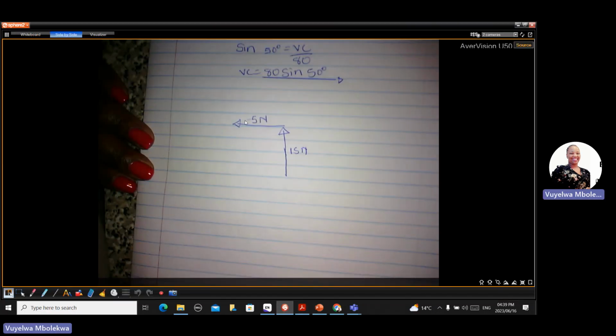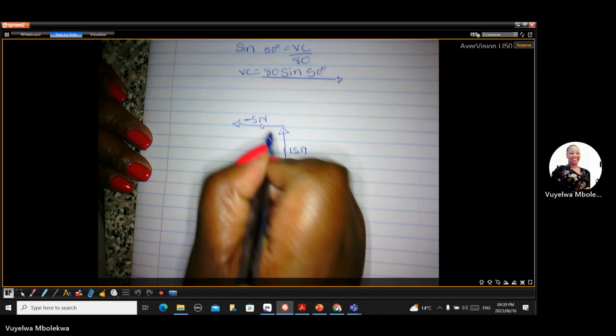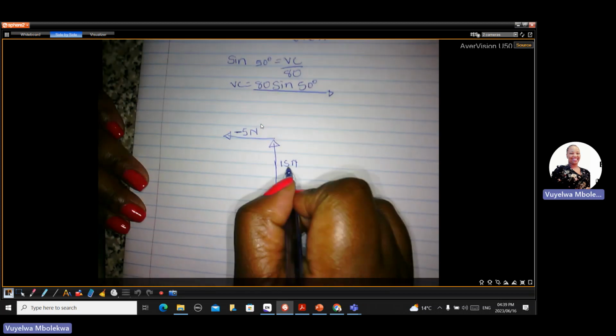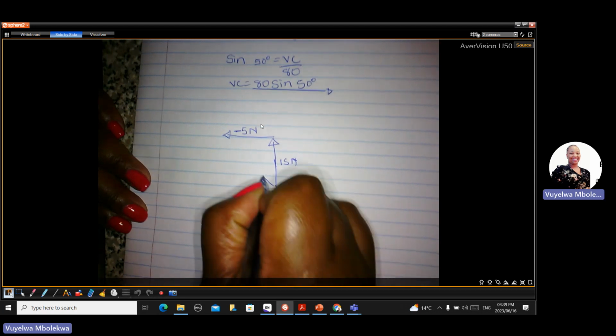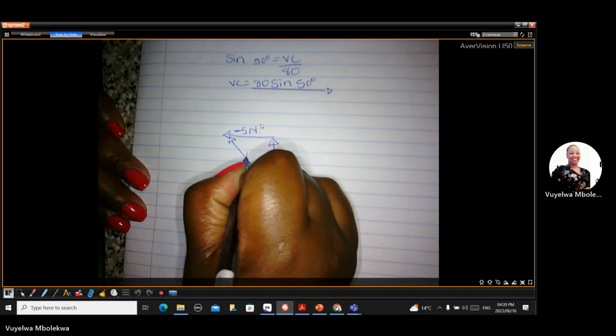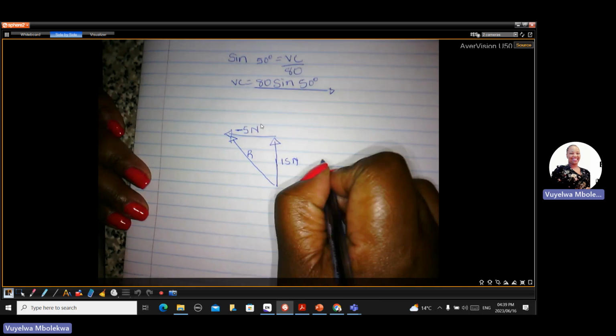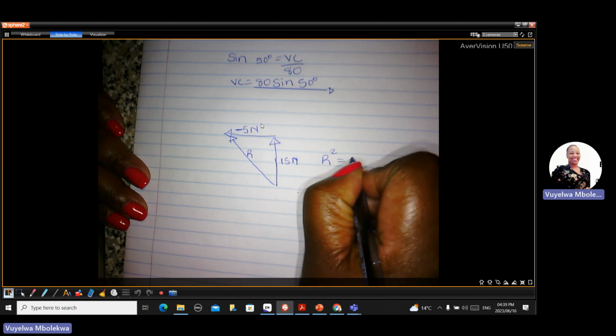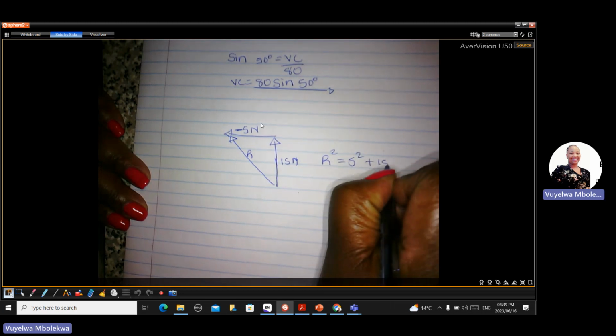They would look like that, minus 5. That's why we make it face this way, because it's negative, and 15 newtons. Then your resultant would go like this. That's your resultant. Hence, we say to calculate your resultant, you will say square of the resultant equals square of the 5 plus square of the 15.